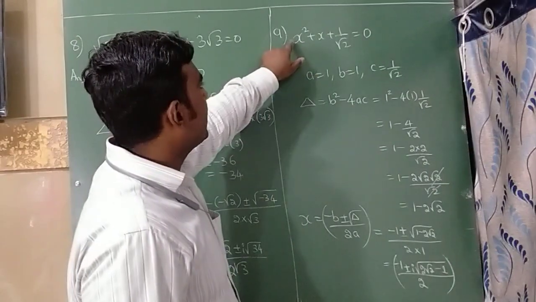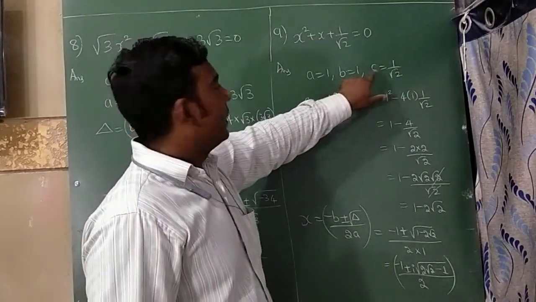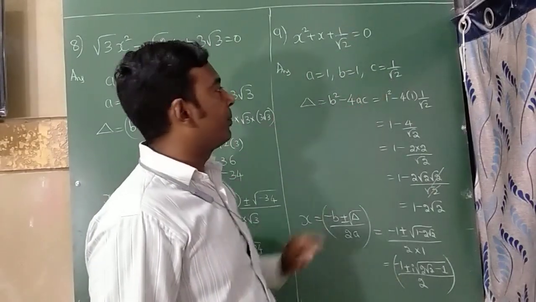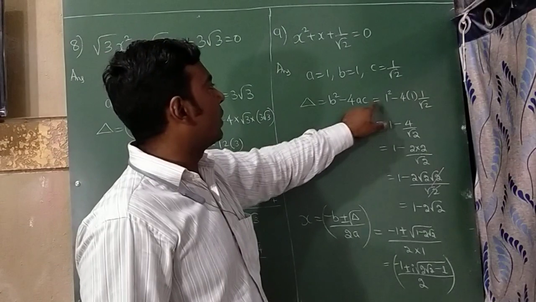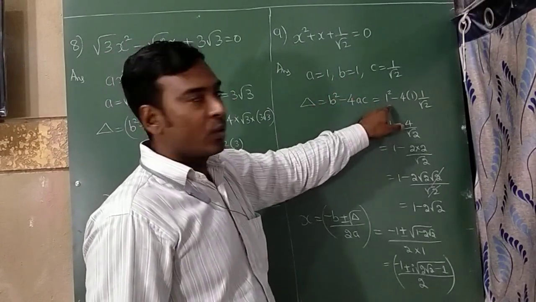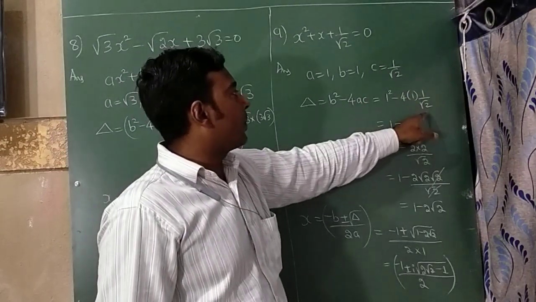Fine. Ninth question now. x square plus x plus 1 upon root 2 is equal to 0. Now a, the coefficient of this, is 1. Now b, the coefficient of this, is 1. Now c is 1 divided by root 2. Fine. Now delta is equal to b square minus 4ac, the b value is 1, so 1 square, minus 4, the a value is 1 and the c value is 1 upon root 2.